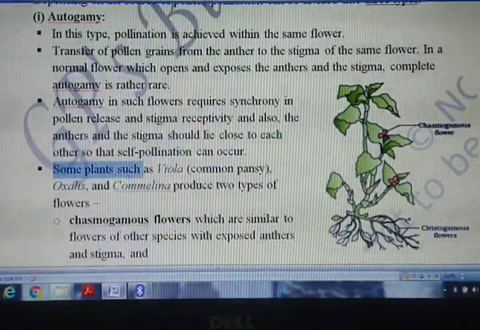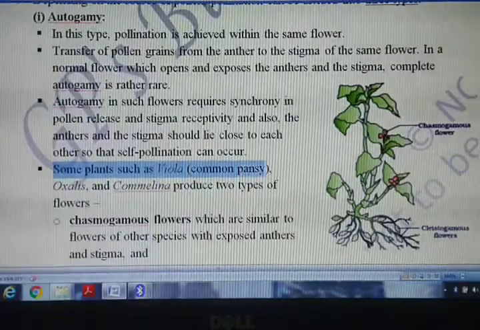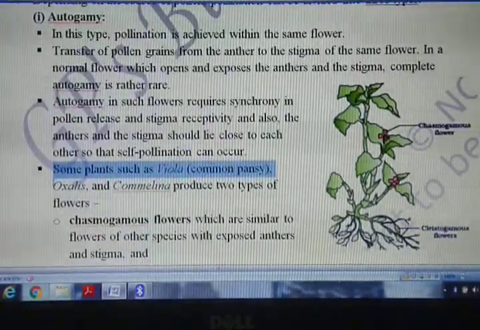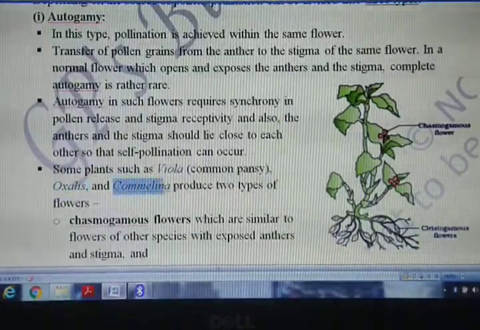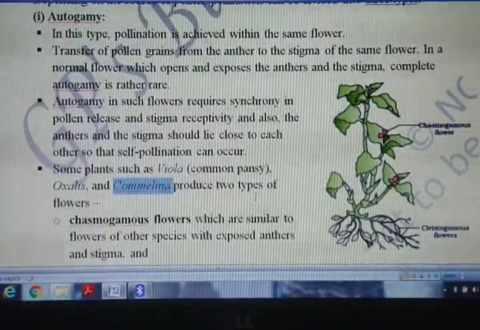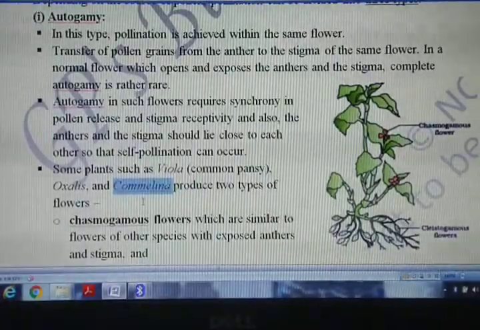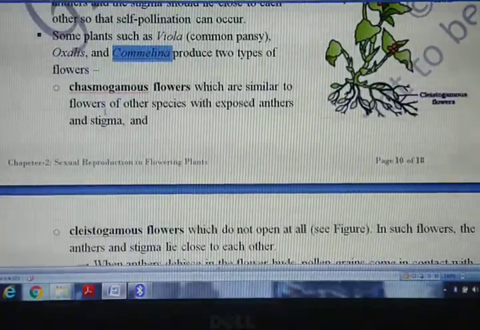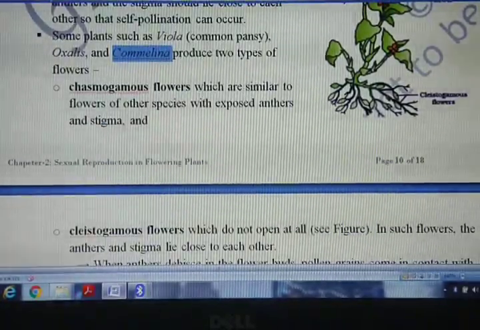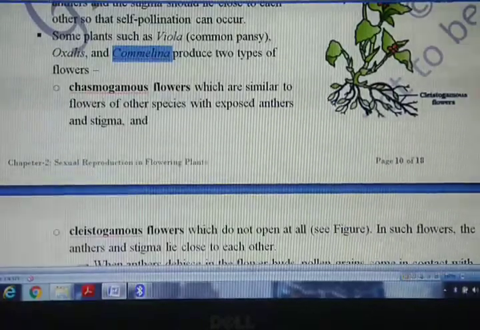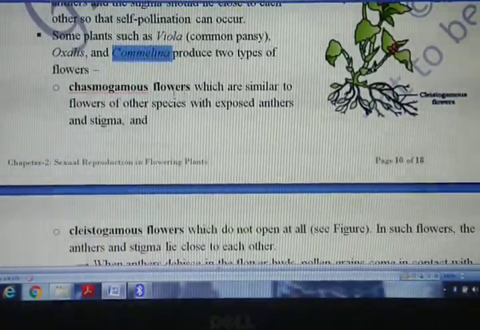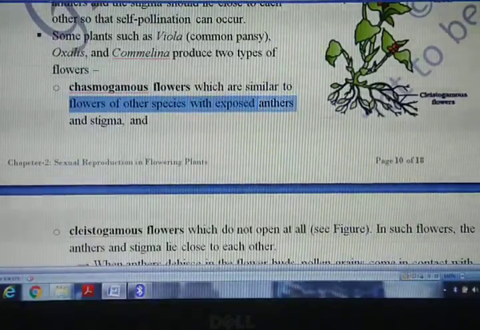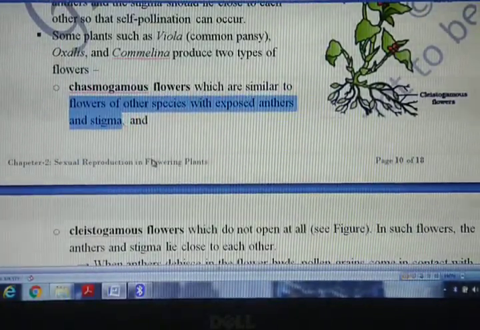Now in some plants, for example viola, which is commonly called common pansy, oxalis and commelina, two types of flowers are produced. One is chasmogamous and one is cleistogamous. Now in case of chasmogamous flowers, they are similar to the flowers of other species, with exposed anthers and stigma.